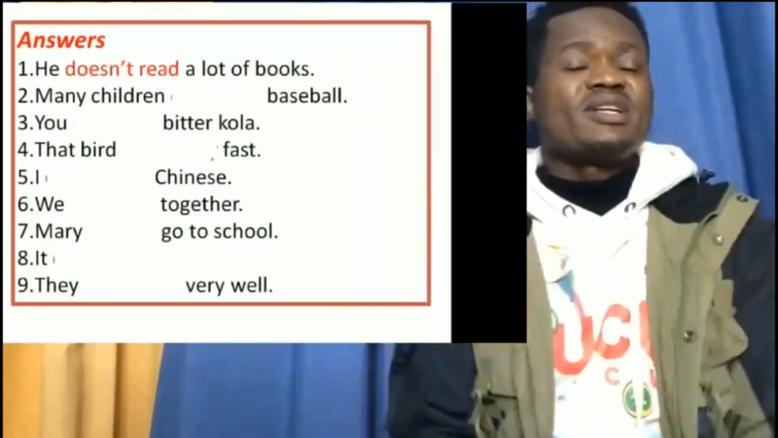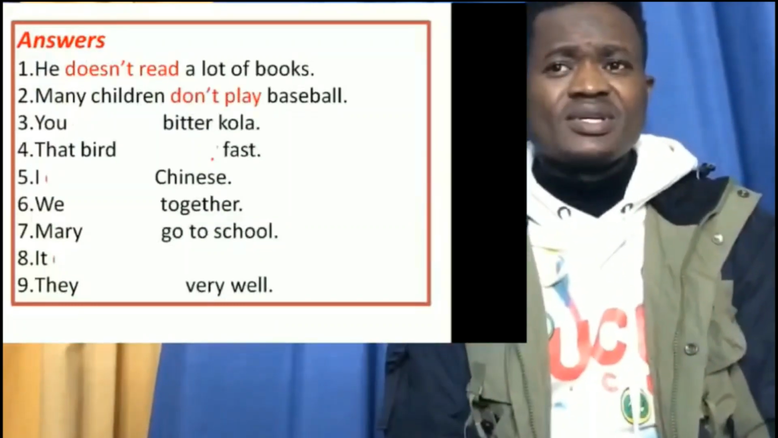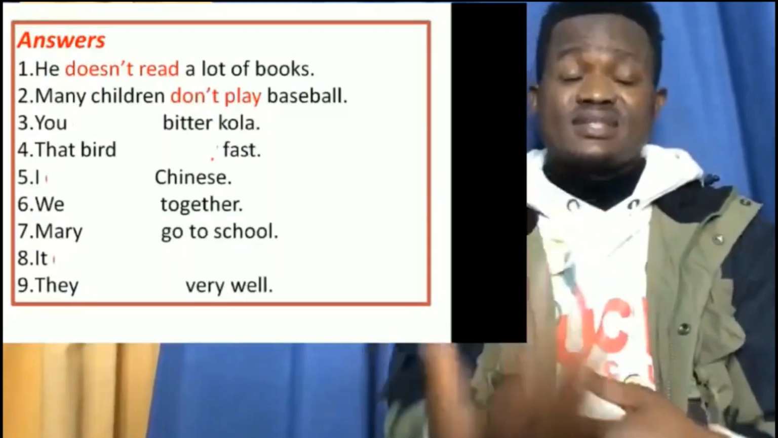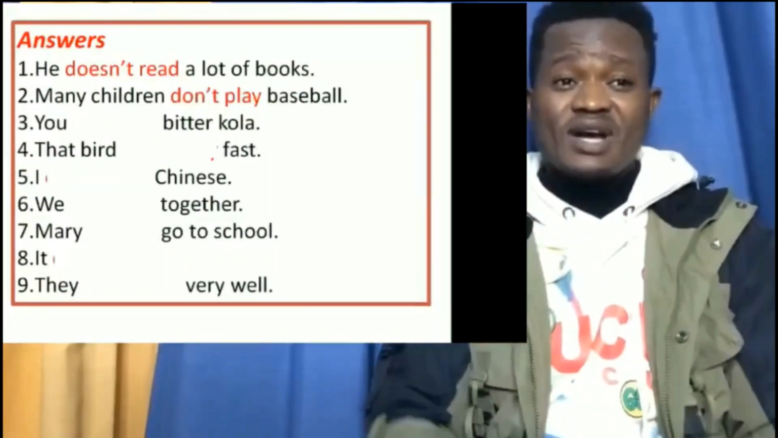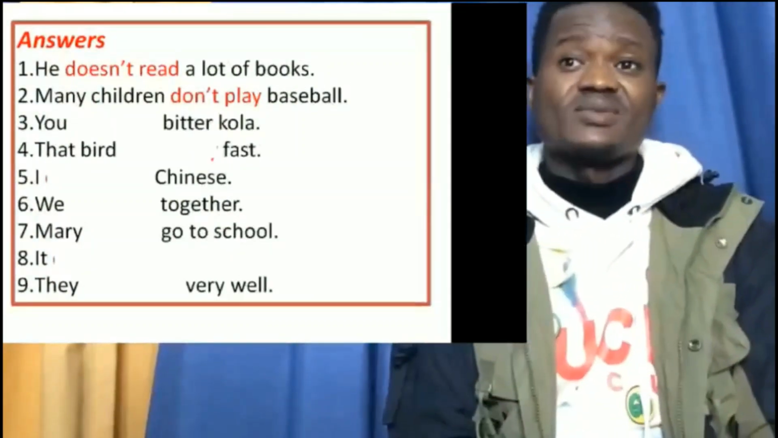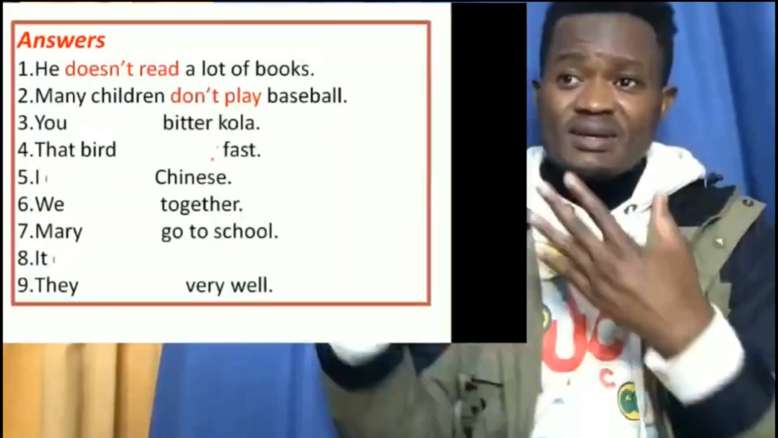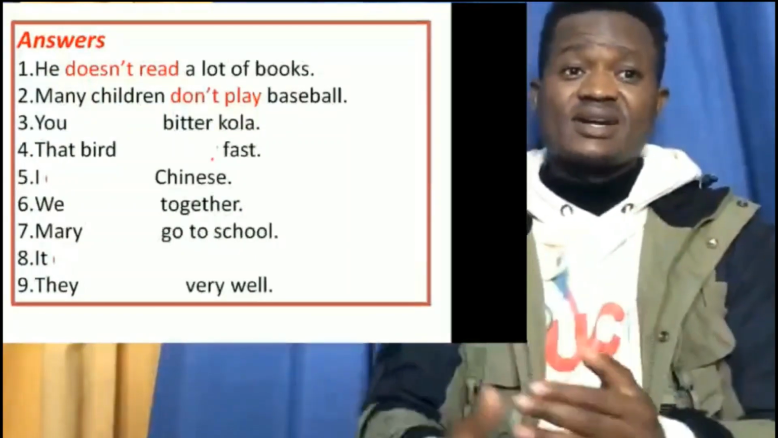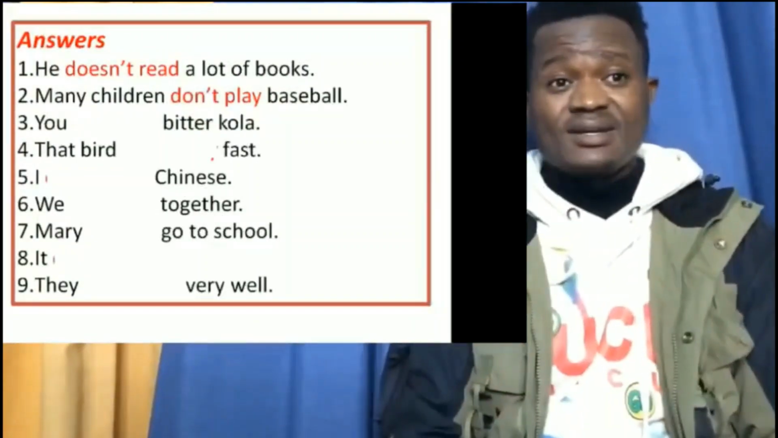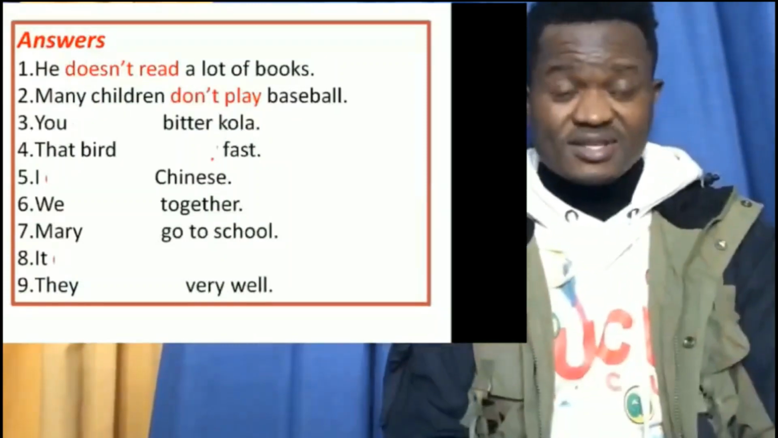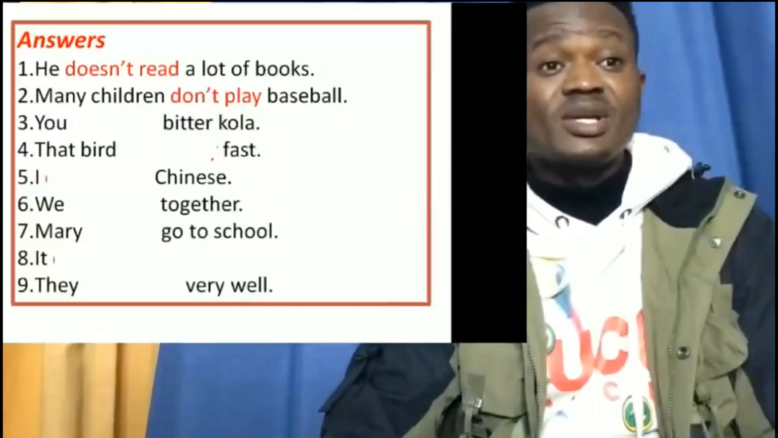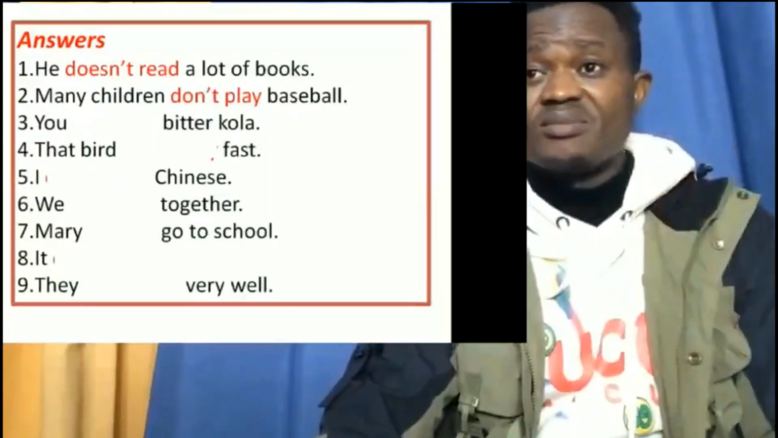Many children don't play basketball. So children, many children. Children is in a plural form. So it has to go with the plural verb do, don't. So you cannot say doesn't. So don't is the correct one. So many children don't play basketball. Subject agreeing with the verb. The main verb there is play. The helping verb there is don't. Many children don't play baseball.